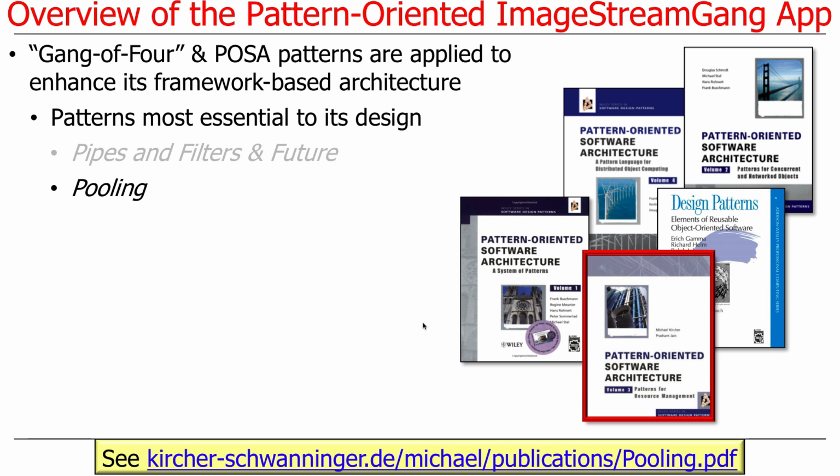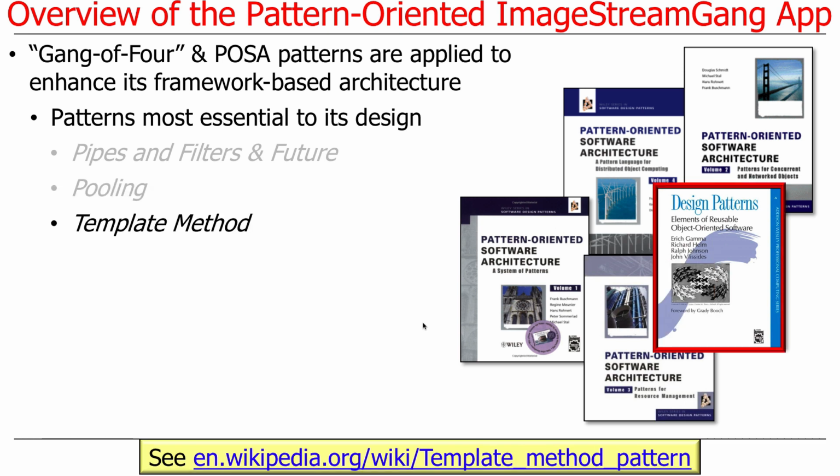We also use pooling, which is a pattern from the POSA 3 book, which you can read about here as well. Pooling, as the name suggests, is just a pool of resources. In this case, a pool of threads. Of course, you could have a pool of other things too, like network connections or database references or memory or whatever. So that's pooling.